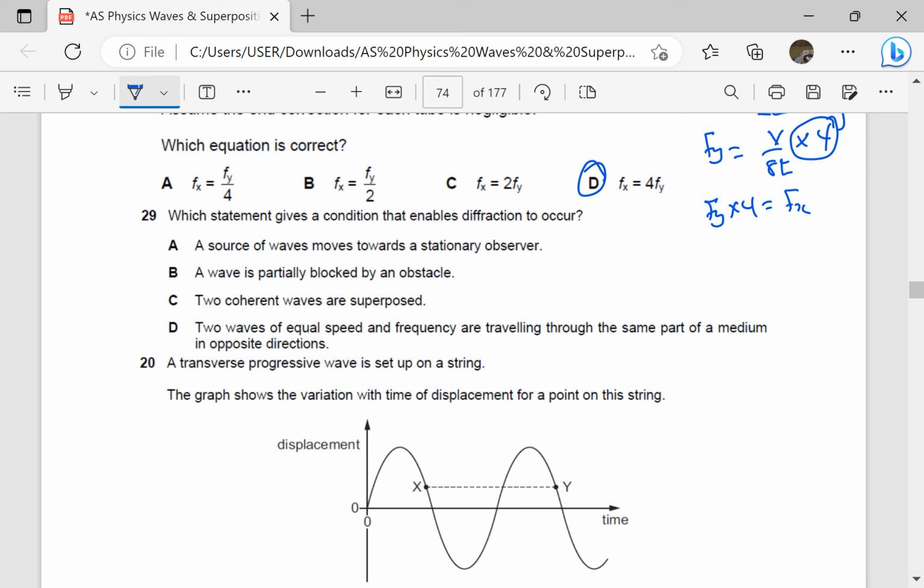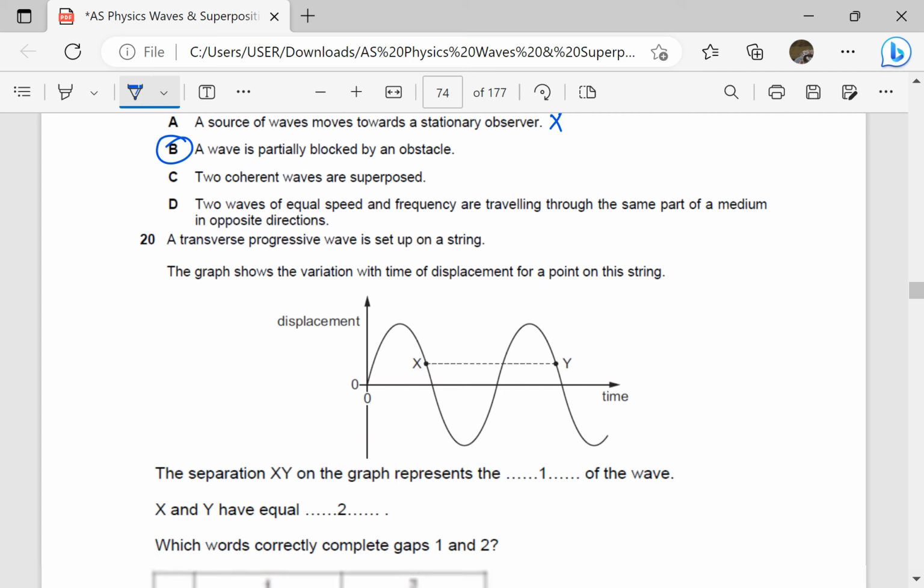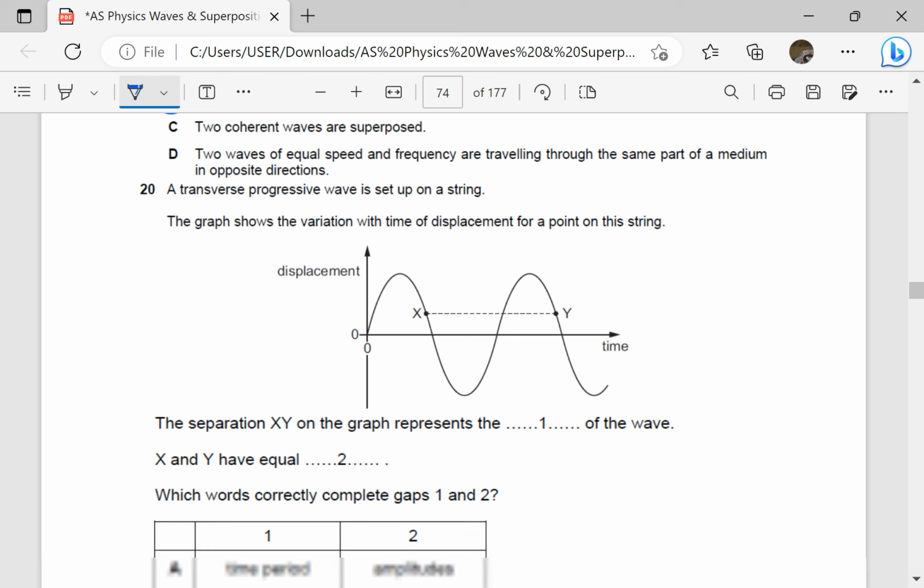Which statement gives a condition that enables diffraction to occur? A source of waves moves towards a stationary observer. A wave is partially blocked by an obstacle. So this one causes diffraction. Two coherent waves are superposed, that does not cause diffraction.